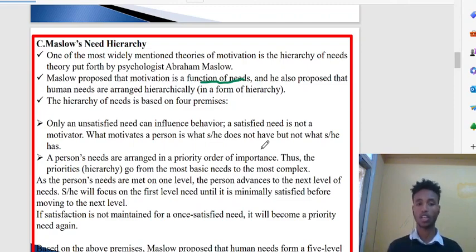According to Maslow's need hierarchy, need is essential in order to motivate employees in our organization.